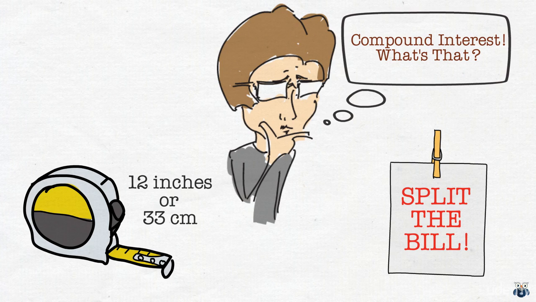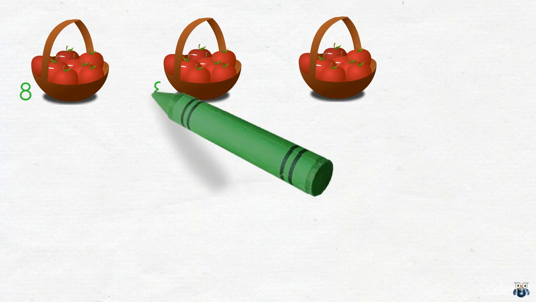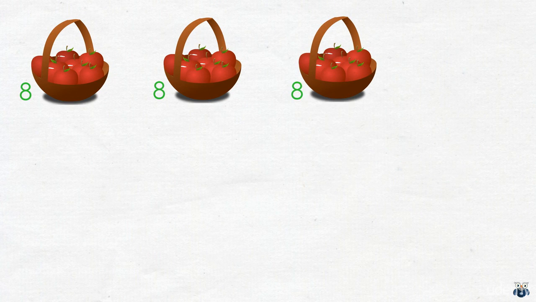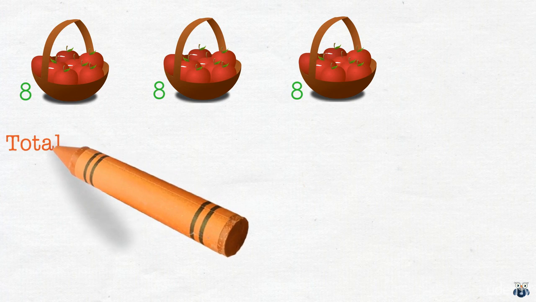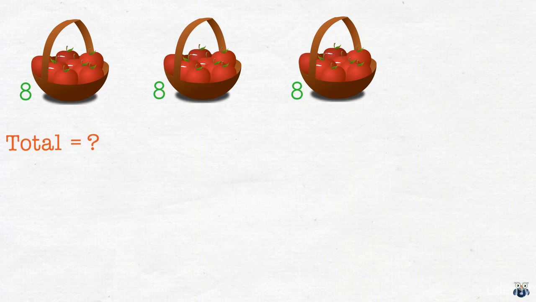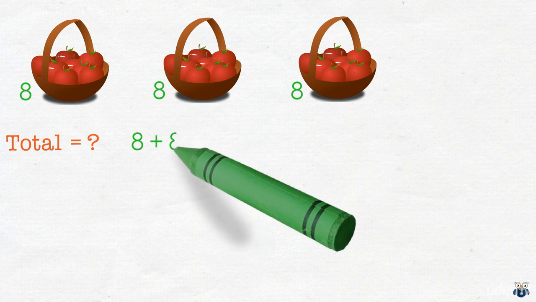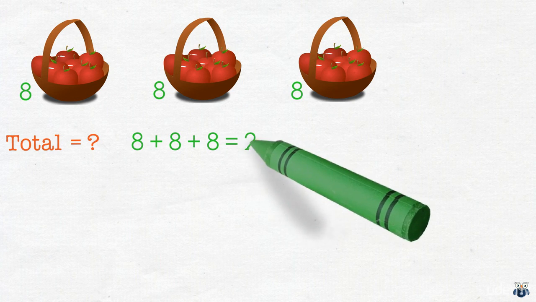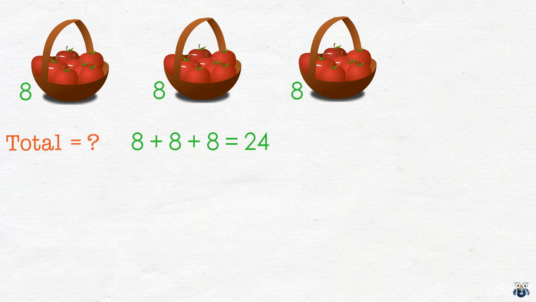These videos focus on multiplication, and multiplication is special. Let's take a look at a simple example. Say we have 3 bags of apples and each bag has 8 apples. Now how many apples do we have in total? One way to do this would be to add all of them. So we add 8 plus 8 plus 8, which gives us 24.